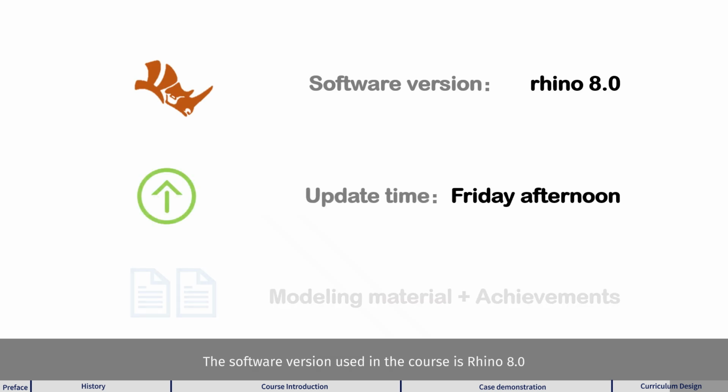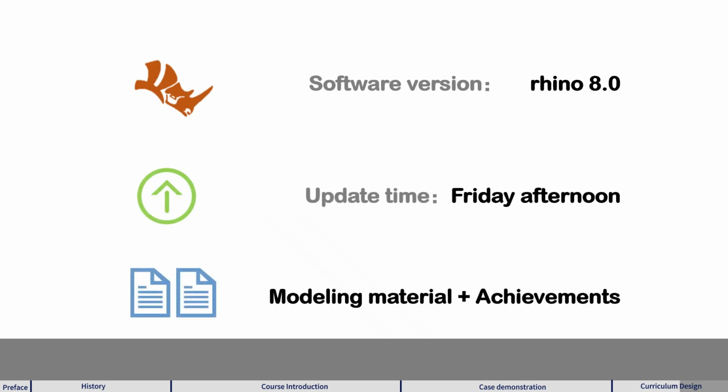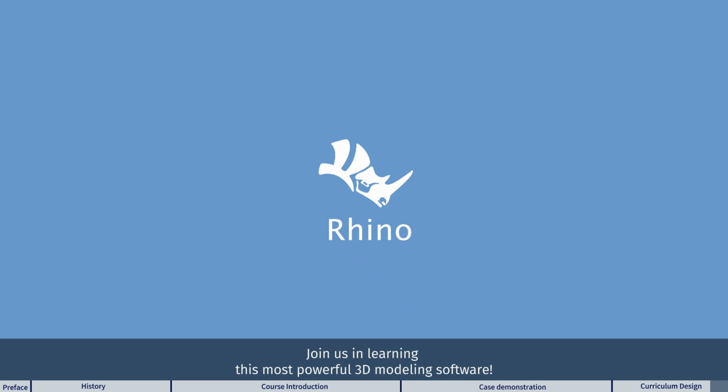The software version used in the course is Rhino 8.0. The course updates one episode per week and provides downloads for all the materials. So, join us in learning this most powerful 3D modeling software.